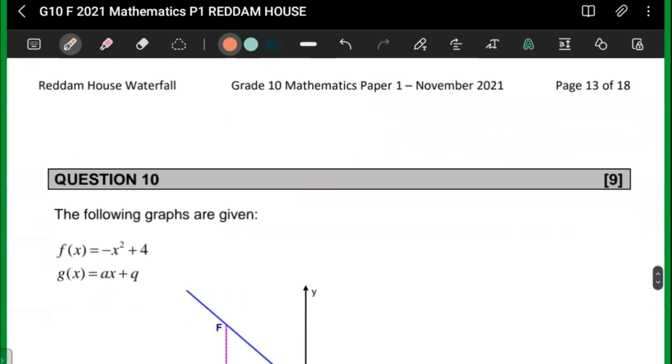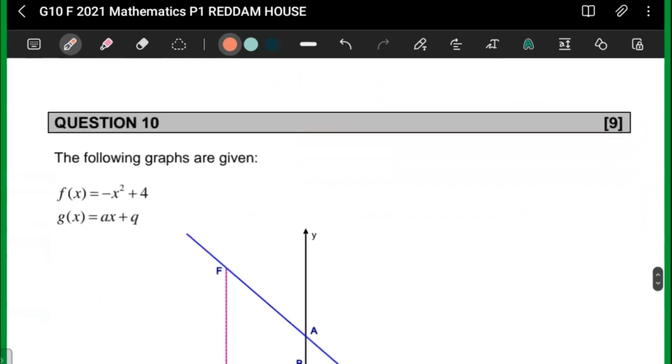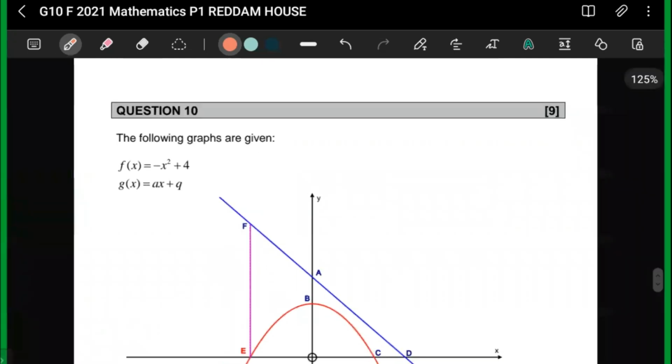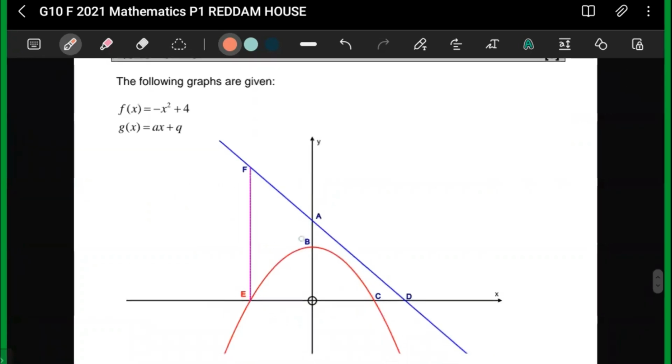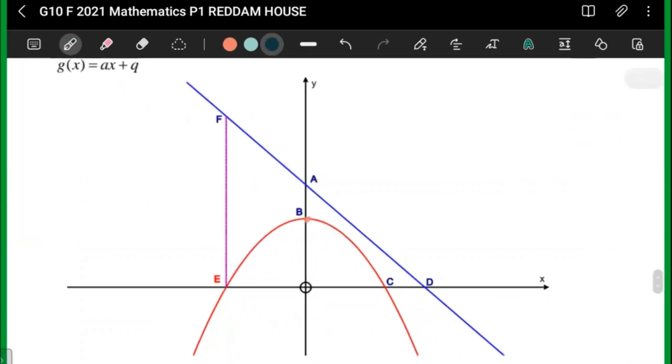Question 10. It says the following graphs are given. You have a parabola, a negative parabola, and you have a straight line. So the straight line, you're given no equation. The parabola, you're given an equation. The thing with our parabola is that they have given us the y-intercept, which is a positive 4. That's obviously useful.